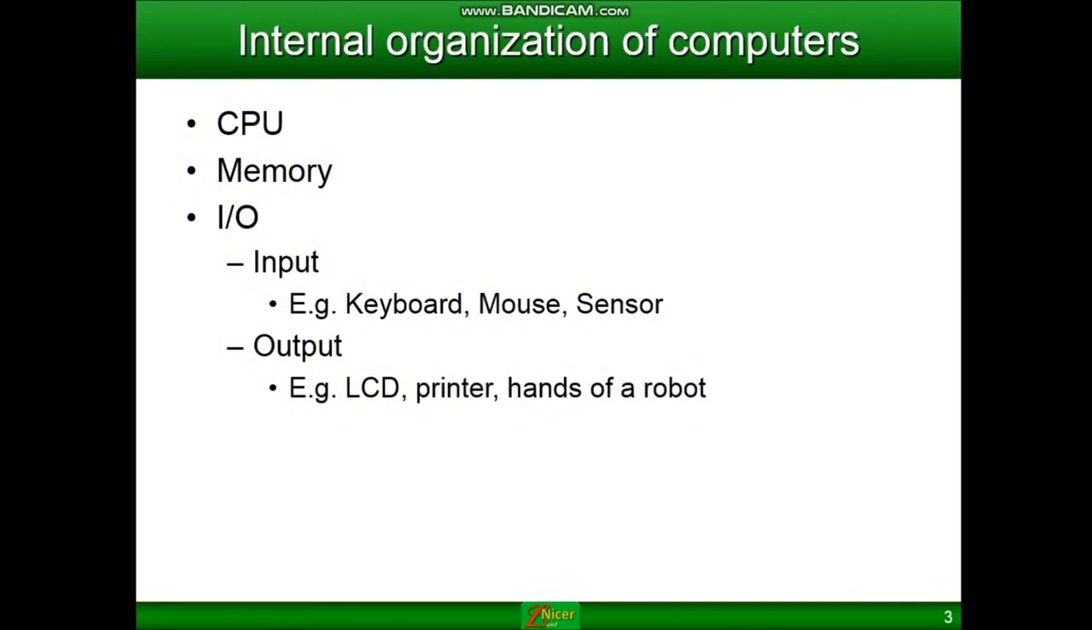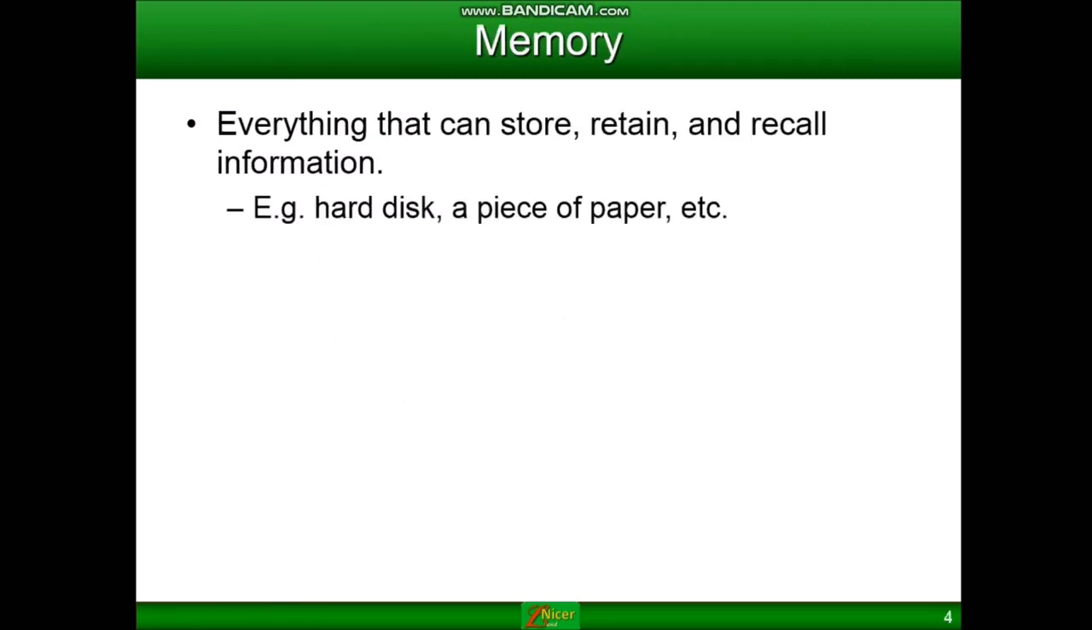Examples of input and output are given likewise. Now we have memory. To define memory, we can say that it is a device that can store information. It can retain it and recall it whenever we need it. For example, a hard disk and a piece of paper. A piece of paper is also some sort of memory. If you have written something in your register or in a notebook, you can at any time check what was written and what information was in it.